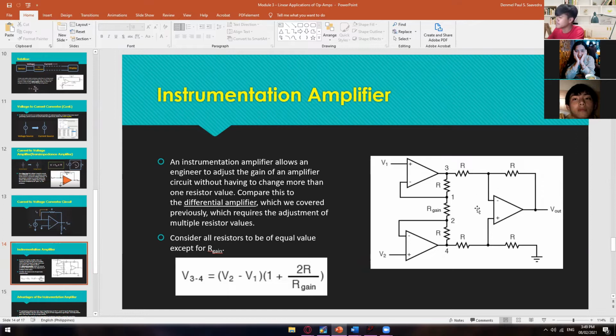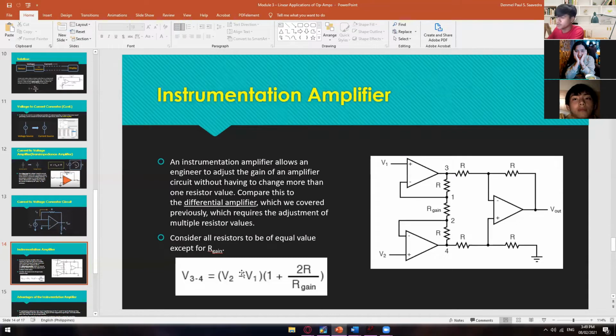Initially they only had this differential amplifier, so it's longer than that, and then they added this one, and then they simplified it again, and then they added another one, which became a full instrumentation amplifier, wherein they came up with a simpler, more simplified formula, which is now this one.